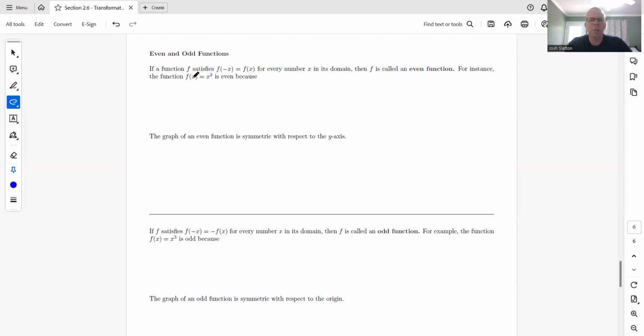For instance, the function f of x equals x squared is even. The way you prove this is you start with f of negative x, plug in your negative x, simplify, and see if that equals the original function. So in this case, for f of negative x, we plug in negative x for the x. We get negative x squared. Of course, negative x squared is the same as x squared, and x squared is our original function. So we end up with f of negative x equals f of x for any x.